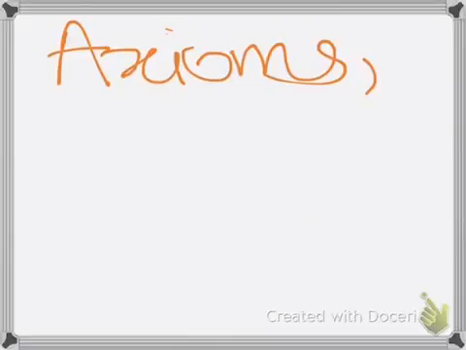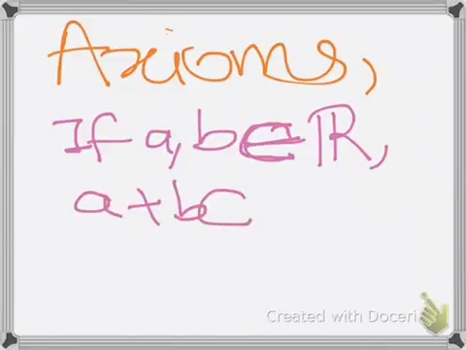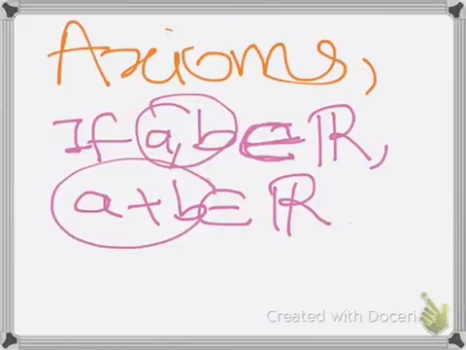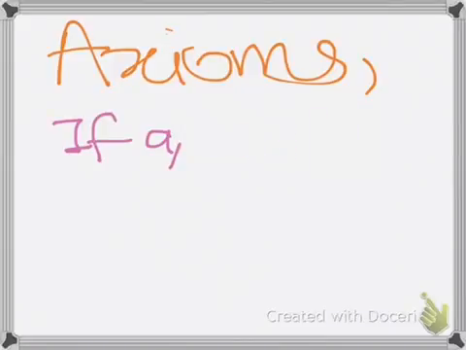So axiom 1 is: if A and B belong to the set of real numbers, denoted by this sign, which denotes belongs to the set of real numbers R, then A plus B belongs to R. That is, when two numbers belong to the set of real numbers, their sum belongs to the set of real numbers as well. Okay, now let us move on to the second axiom of algebra.